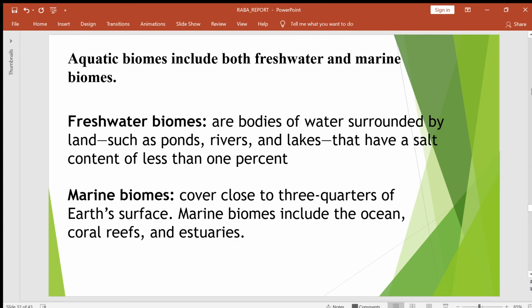Aquatic biomes include both freshwater and marine biomes. Freshwater biomes are bodies of water surrounded by land, such as ponds, rivers, and lakes, that have a salt content of less than 1%. Marine biomes cover close to three-quarters of Earth's surface. Marine biomes include the ocean, coral reefs, and estuaries.